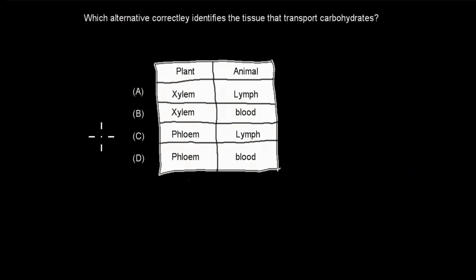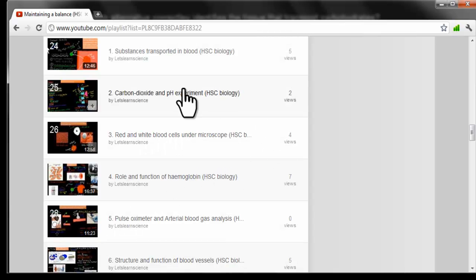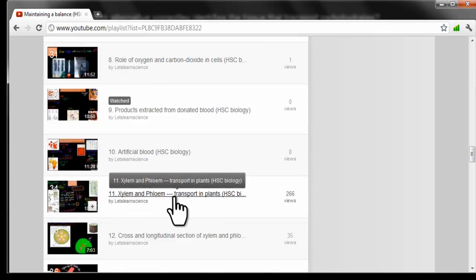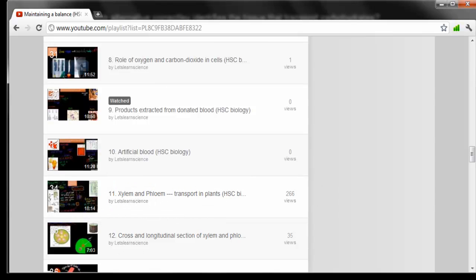Welcome back. The correct answer for this one is D, because in plants it's phloem and in animals it's blood. Lymph returns fluid to the heart and does not transport sugar, and xylem transports water, so these are incorrect. This question comes from two dot points: substances transported in the blood, number 24, and also xylem and phloem, video number 11.